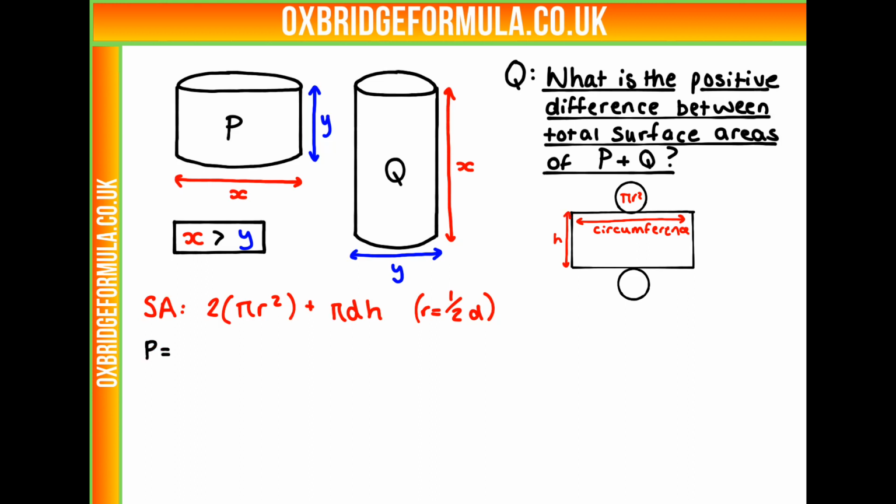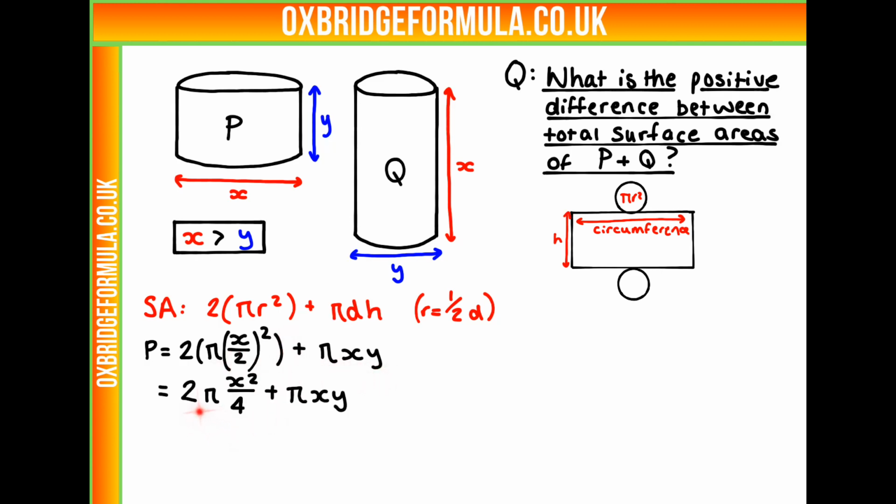So let's start with P. We can plug in our numbers here. We know that r is half our diameter, and our diameter is x, so r is going to be half x, and our height is going to be y. So that's going to look like this: 2 times pi times (x over 2) squared plus pi xy. We can simplify this a bit and get 2 pi times x squared over 4 plus pi xy. Then we can simplify by multiplying by 2 to get pi x squared over 2 plus pi xy.